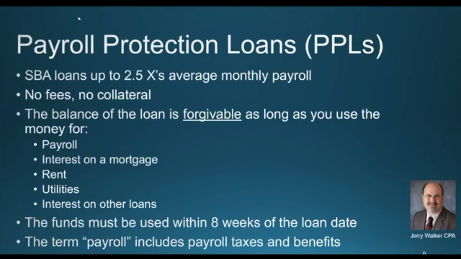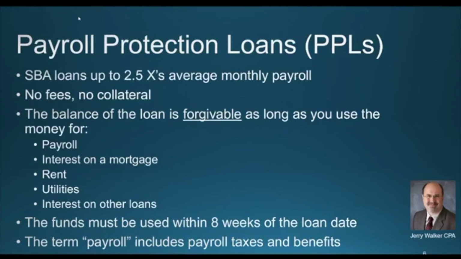So remember up top I said if you had $10,000 of average monthly payroll, you could borrow $25,000. Well, you need to spend that $25,000 within 8 weeks of the loan date on those prescribed items. And as long as you do that, you're going to get your loan forgiven.